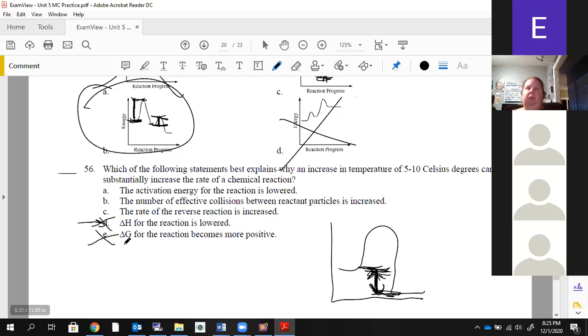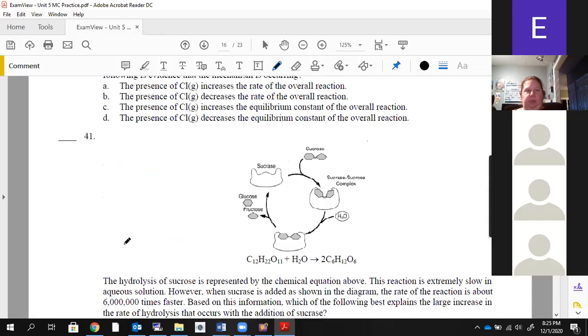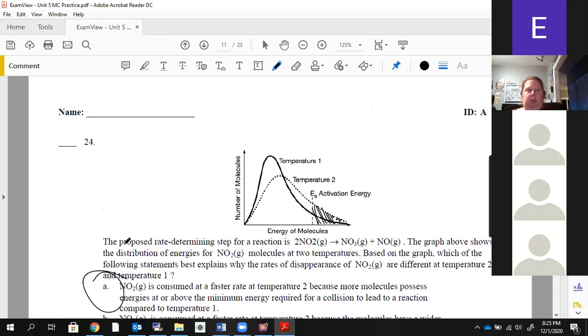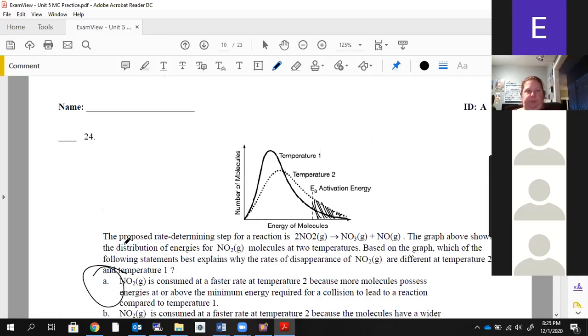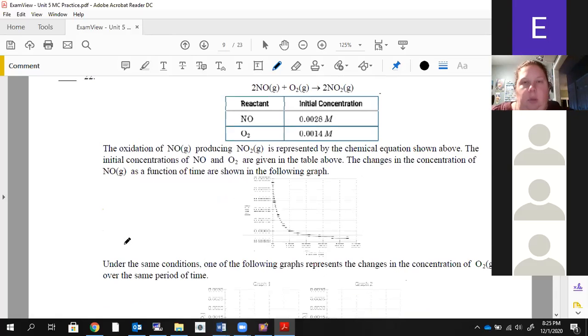Anything else on the multiple choice right now? I just was confused on number 22. 22. I need to make less questions. Oh, 22 is the one with all the words. Okay.